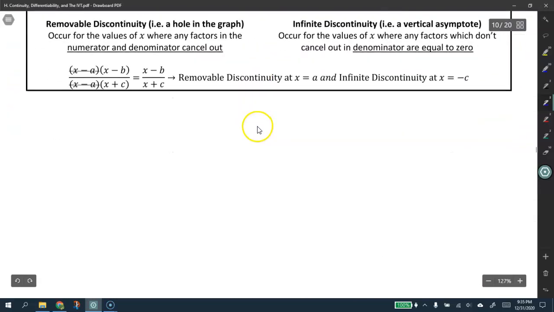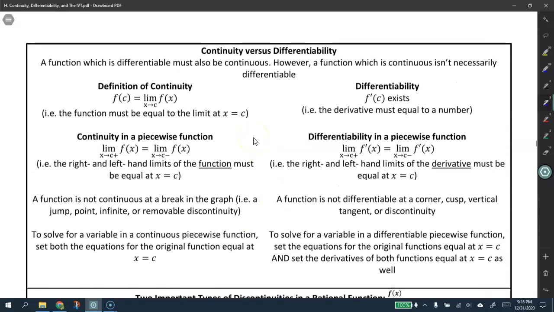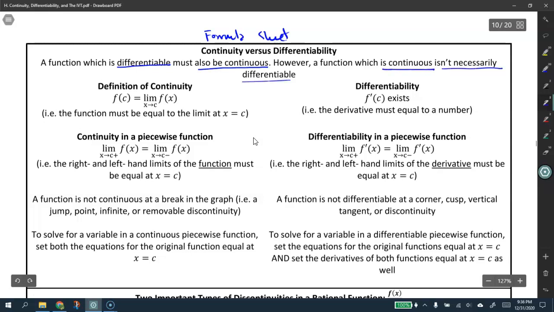Now, I want to summarize a few things here about continuity and differentiability. Okay, so you can find this in the formula sheet as well. And because this is a popular question on the AP exam, I wanted to make a point to recap everything that we've learned about continuity and differentiability. Okay, so number one, if you've been told that a function is differentiable, then it's also continuous. All right. However, if you've been told that something is continuous, it isn't necessarily going to be differentiable.